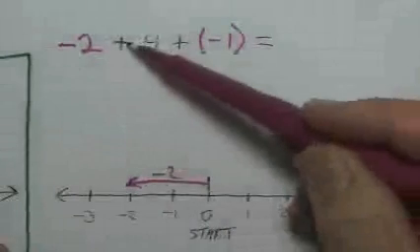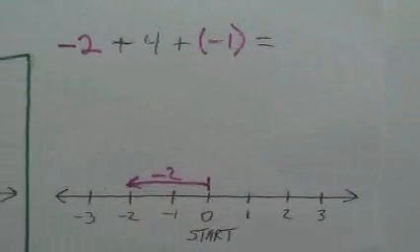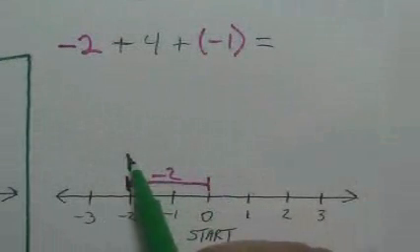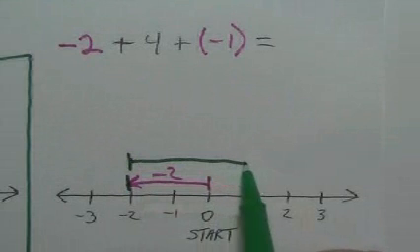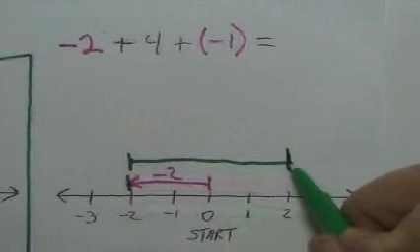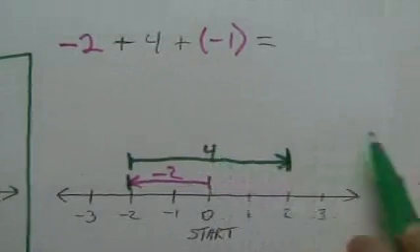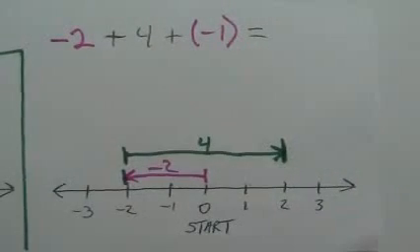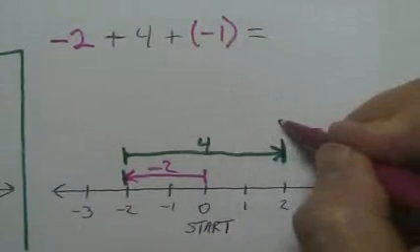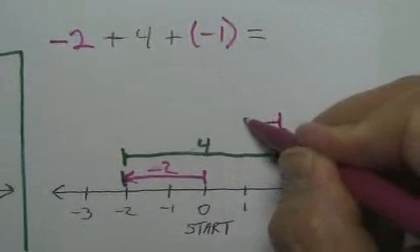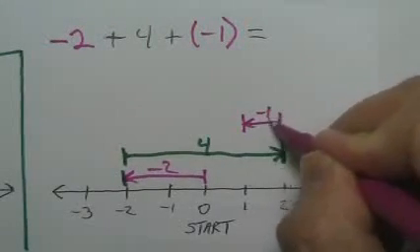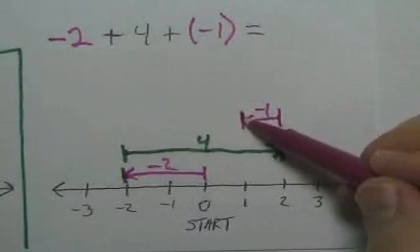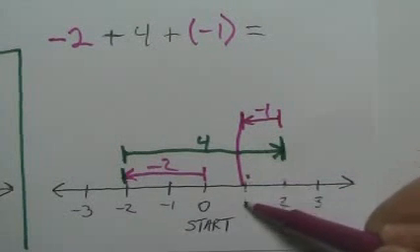Then from here, I'm going to add 4. So I'm going to go the other direction. From here, where I left off, I'm going to go 4 spaces. So 1, 2, 3, 4. That's positive 4. And then from here, I go negative 1. So I go the other direction, 1 space. And if I look at where I left off, right here, I'm done. There's my answer.